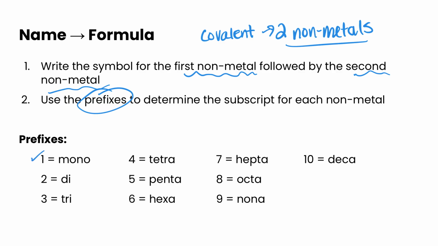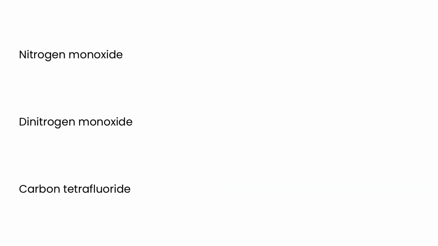So 1 is mono, 2 is di, 3 is tri, 4 is tetra, 5 penta, 6 hexa, 7 hepta, 8 octa, 9 nona, and 10 deca. You are never going to need to know above 10. Really, you probably are not using anything above 6 anyway, but it's worthwhile knowing all of these different variations. So let's just jump into some examples here.